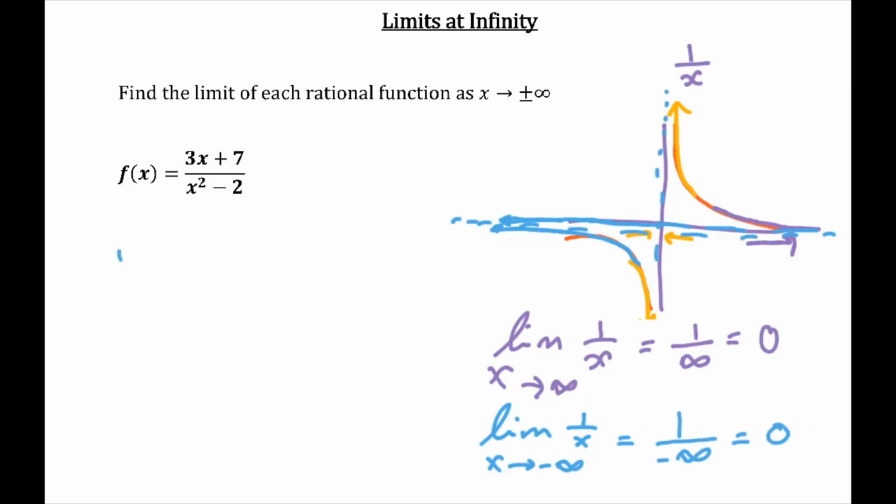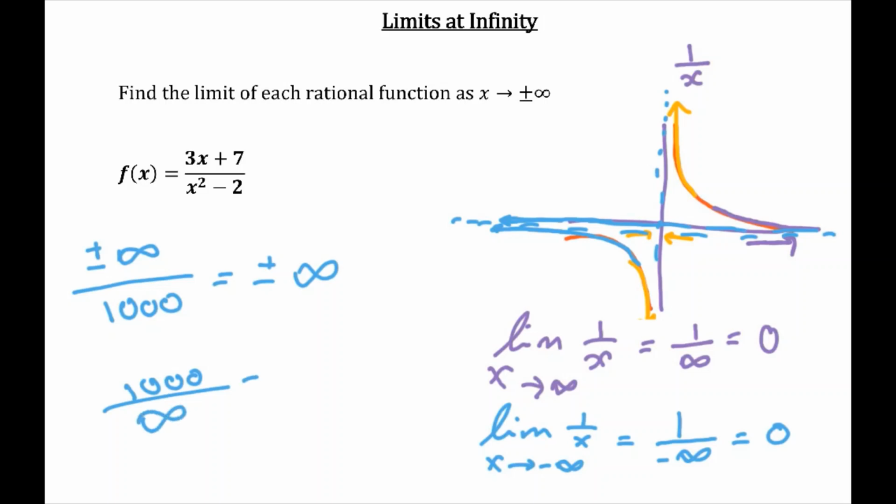If I have infinity, positive or negative infinity, divided by any number, like 7,000, whatever you want, the answer will be positive or negative infinity because infinity is too big, so if you divide it by any number, it's still going to be infinity. Whereas if you have the other way around, a number divided by infinity, that's going to end up 0, okay?